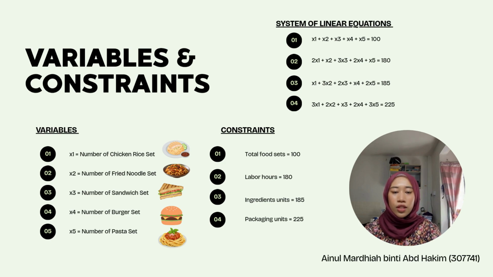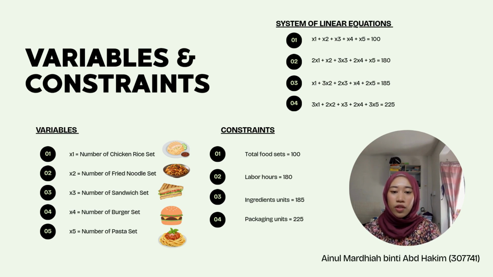To ensure efficient resource allocation, the cafeteria must satisfy 4 constraints. The first constraint is the total number of food sets prepared. The cafeteria plans to prepare a total of 100 food sets for the event. The second constraint involves labor hours. Based on the available workers and preparation time, the total labor hours required must equal 180 hours. The third constraint involves ingredient usage. The available ingredients are limited to 185 units. The fourth constraint involves packaging materials. The total packaging resources available are 235 units. These constraints represent the limitations faced by the cafeteria and will be translated into mathematical equations.